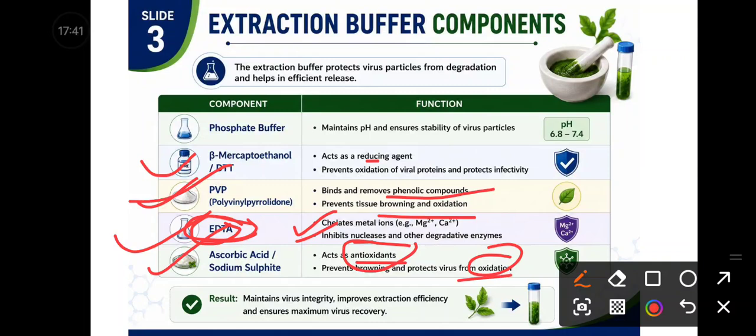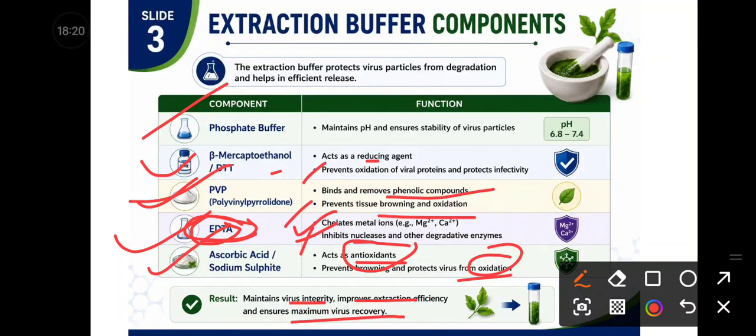So these are the components of the extraction buffer: the phosphate buffer, then the beta mercaptoethanol, PVP, EDTA, ascorbic acid. So why is this extraction buffer needed? To maintain the virus integrity, improve extraction efficiency, and ensure maximum virus recovery. Okay, this is a very important one. Remember all the points for MCQ as well as long answers. Everywhere this is asked. In interviews also this is mostly asked.